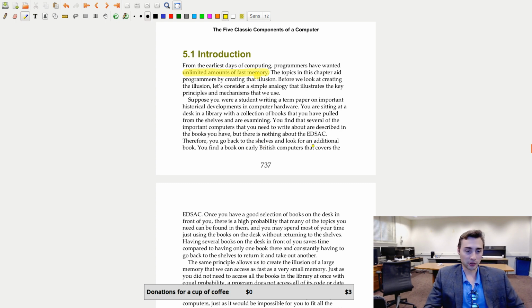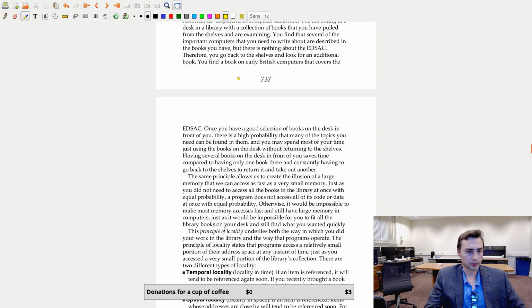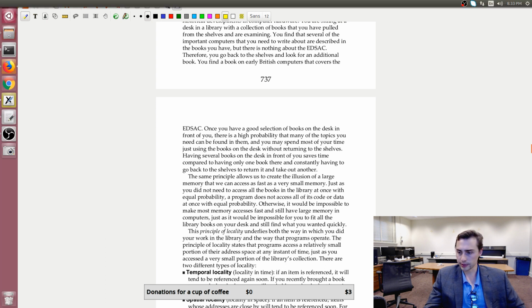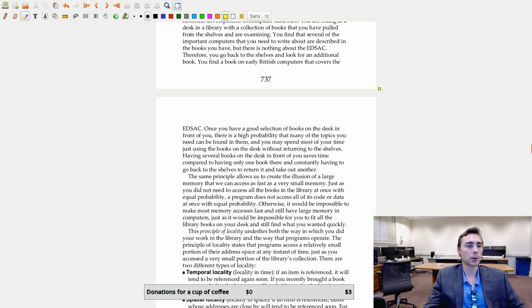You find a book on early British computers that covers EDSAC. So EDVAC is typically the one that we care about. But this time we're talking about EDSAC, which is a precursor. Let me move this over so I can see chat better. Okay.